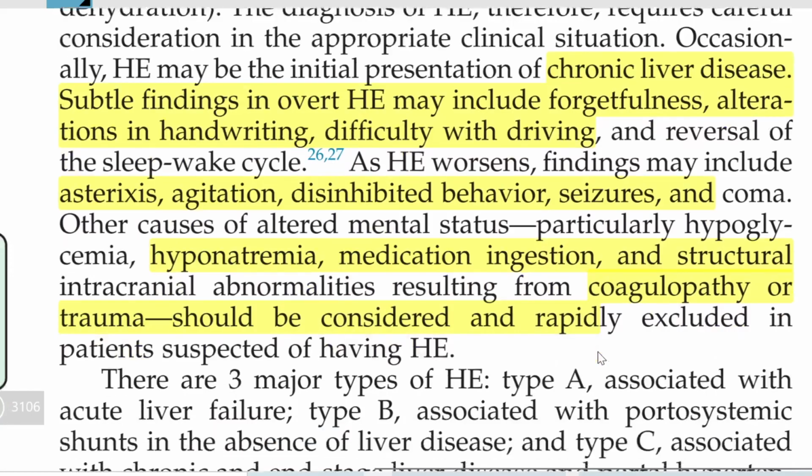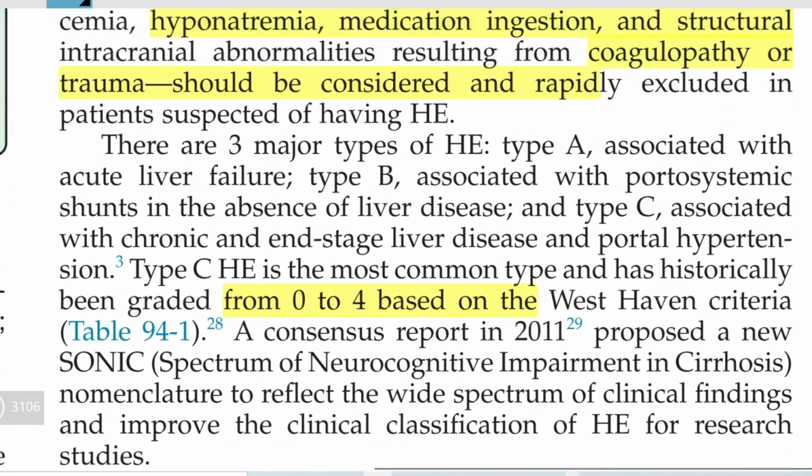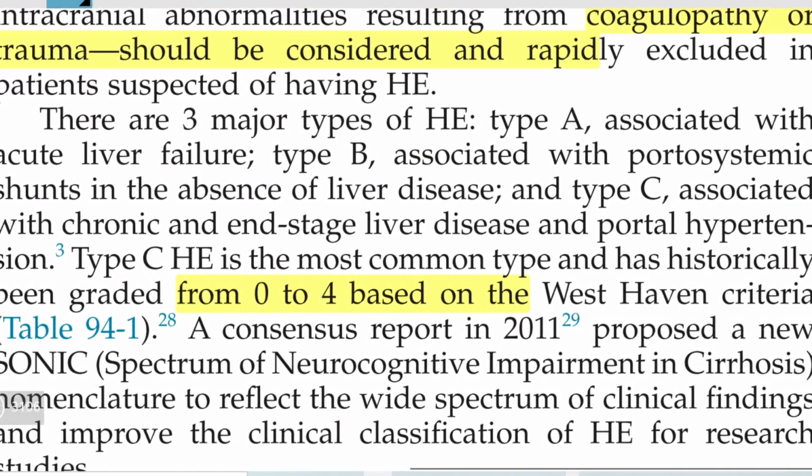Okay, in order to conclude, there are majorly three types of HE. Type A is associated with acute liver failure, A for A. B is for portosystemic shunts. It is associated with portosystemic shunts in the absence of liver disease, such as Budd-Chiari syndrome or any other disease where there is a presence of portosystemic shunts due to some vascular pathology.